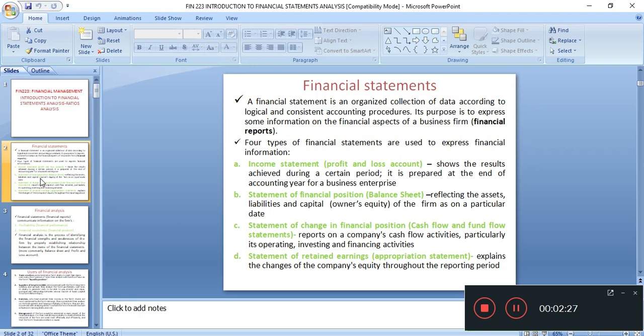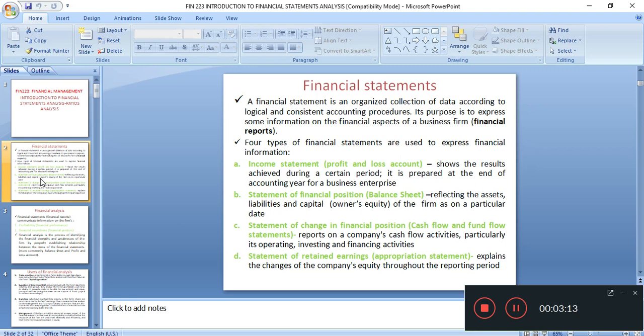Another is the statement of change in financial position, that shows the cash flow and fund flow statements. It reports on the company's cash flow activities, particularly its operating, investing, and financing activities. When you are preparing the cash flow, it shows the cash flow from operating activities, investing activities and financing activities.